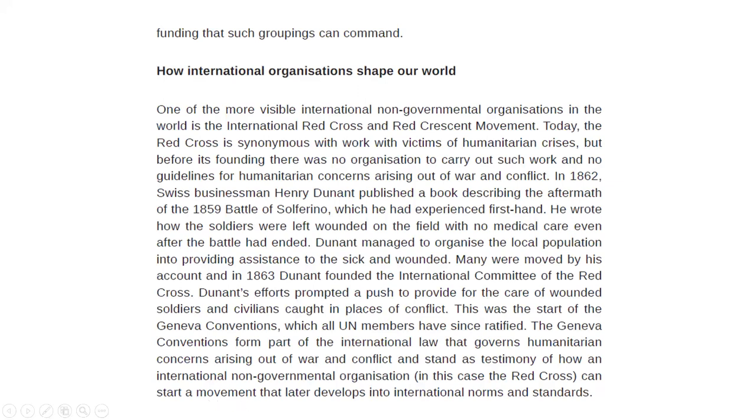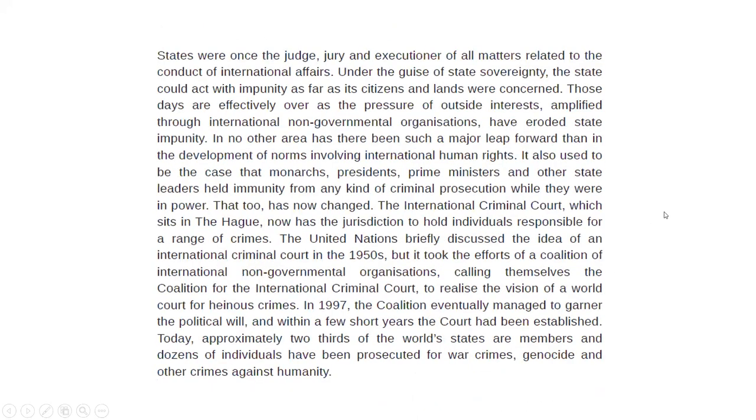So we ended here. Start a movement that later develops into international norms and standards. Okay. States were once the judge, jury, and executioner, the person who kills you, of all matters related to the conduct of international affairs. Remember, we talked about that in the first few weeks. States were the number one power. Under the guise, or under the veil, of state sovereignty, the state could act with impunity, which means there's no consequence for their actions, right? They could do what they wanted and nothing could happen to them.